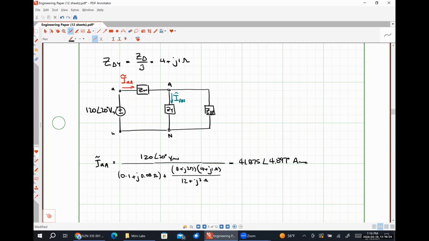Why are we not able to find the delta? There is no delta connected impedance anymore. Right, so we could find the current flowing through the placeholder, but the placeholder isn't delta connected, so why would we be able to get a delta connected current? It's because we converted the delta to a Y.